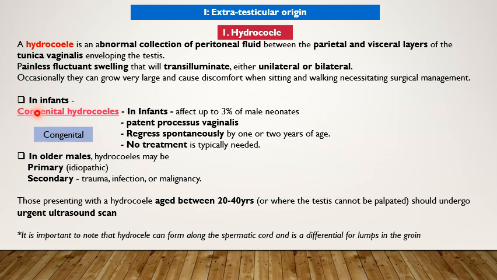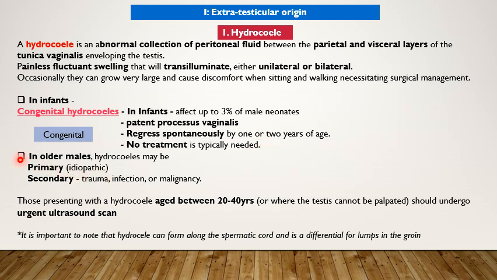There are two main types: congenital, especially in children and infants. Congenital hydroceles account for about 3% of male children. It's due to the patent processus vaginalis. It regresses spontaneously by the age of around 2 years. Usually they don't need any treatment, just observation, unless it becomes bigger, then you may go for surgery.